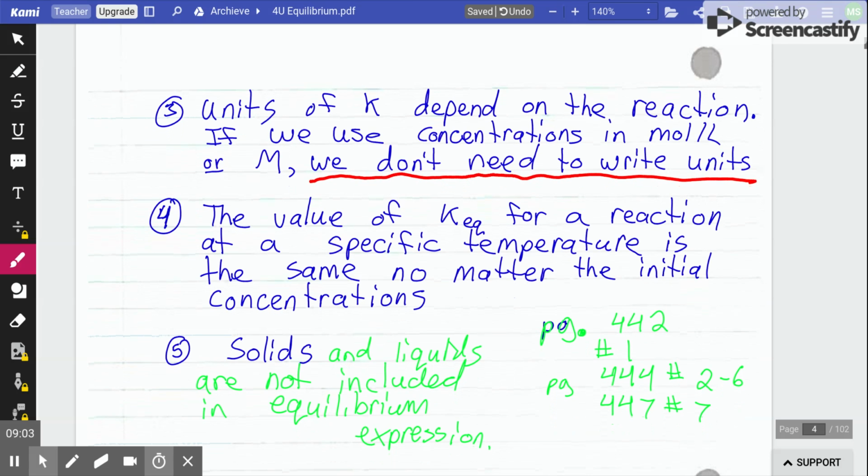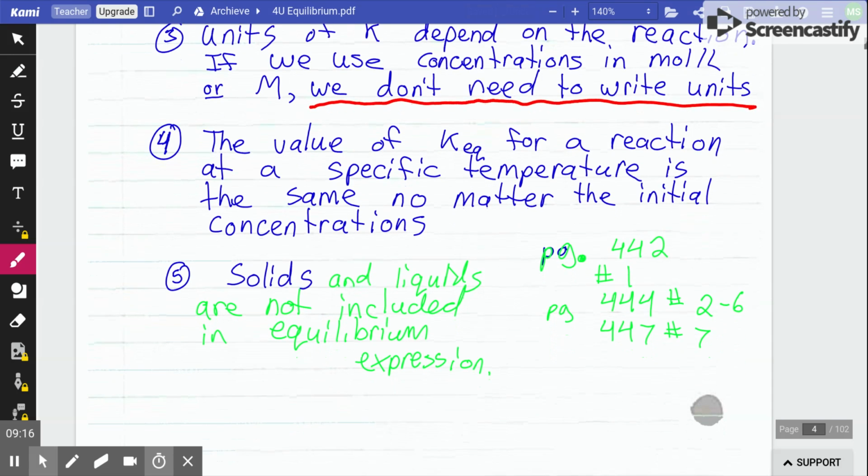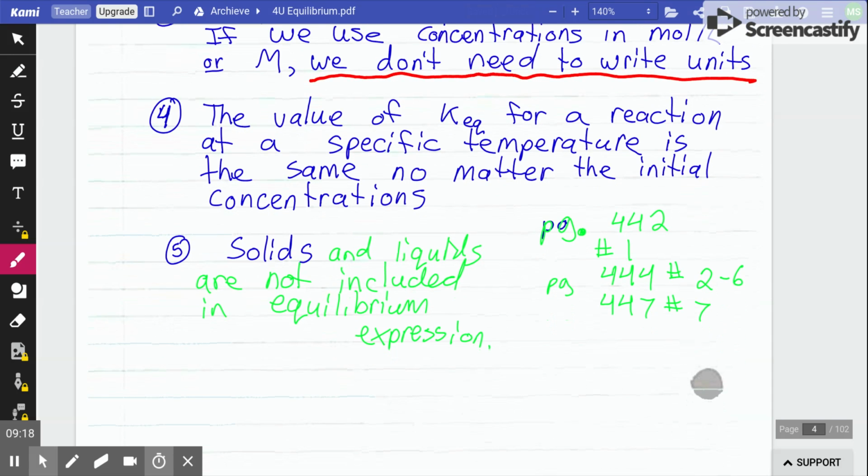The fourth rule for K equilibrium is the value of K equilibrium for a reaction at a specific temperature is the same no matter the initial concentrations. So I've already talked about that. And then the final rule is solids and liquids are not included in the equilibrium expression. And that's a big rule because you should just always remember never to include solids and liquids in an equilibrium concentration.